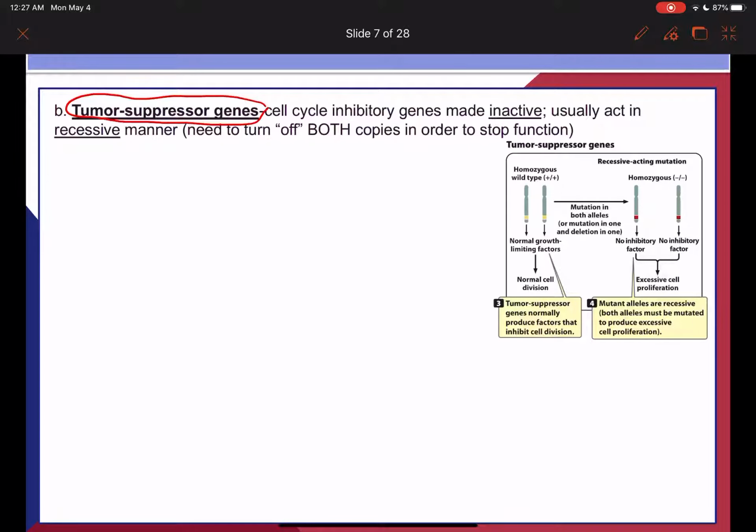Tumor suppressor genes are those that cause cell cycle inhibition, okay? And somehow those genes are made inactive when they have cancer or they lead to cancer. Usually they act in a recessive manner, meaning that we need to turn off both copies in order to stop the function. Kind of like going back to that light bulb idea I was talking about, how you have two light bulbs in a room and you bring in one extra flashlight. That's enough to give you more light, in a sense illustrating what an oncogene is doing. It's just going in there, allowing more things to happen than it's supposed to.